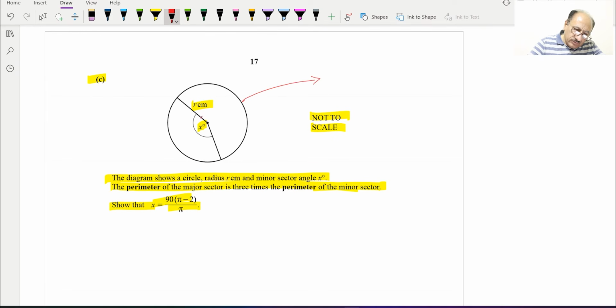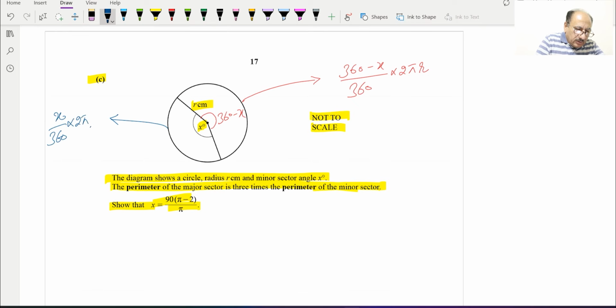First we need to find this angle, and the angle will be 360 minus x. Applying the length formula, 360 minus x divided by 360 into 2 pi r. And similarly we can find this minor arc, where the angle is x, so it is x over 360 into 2 pi r.